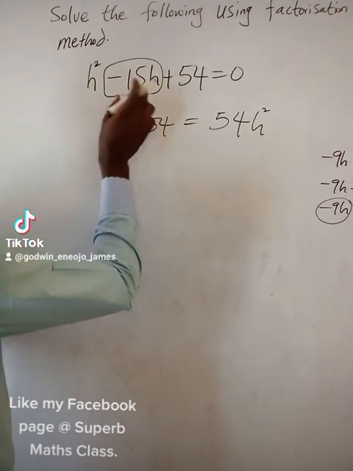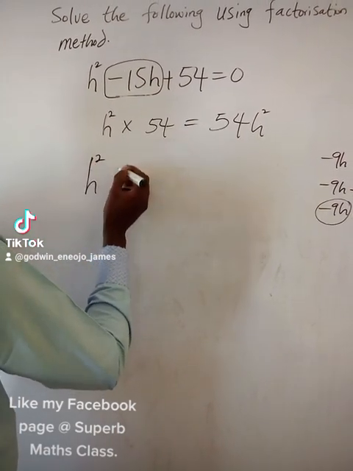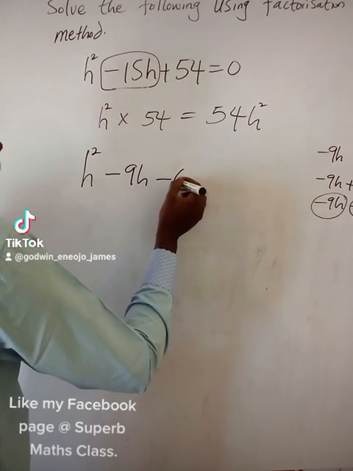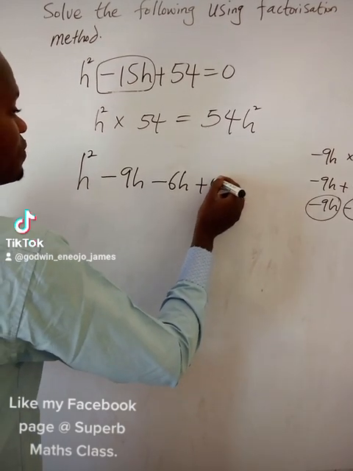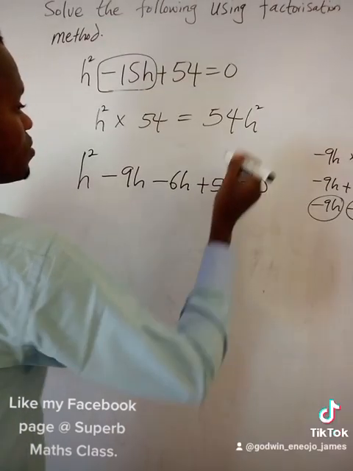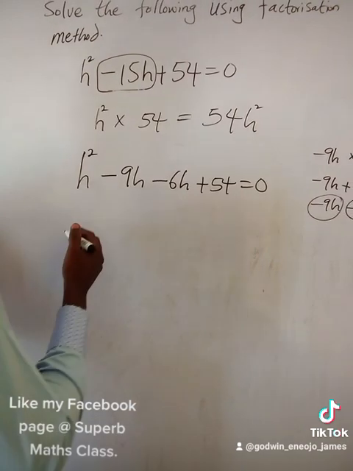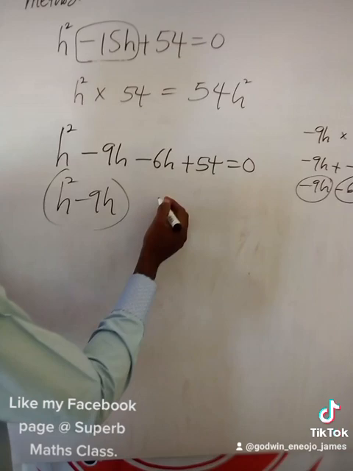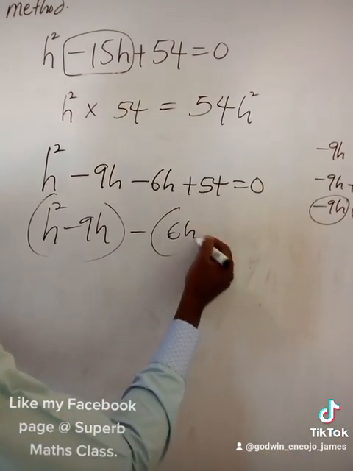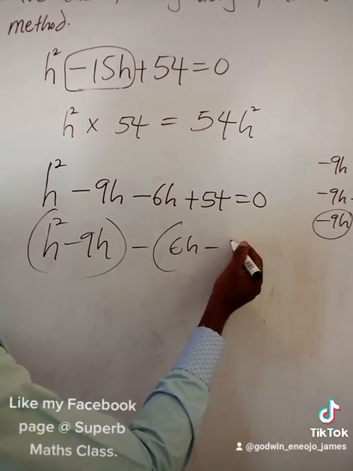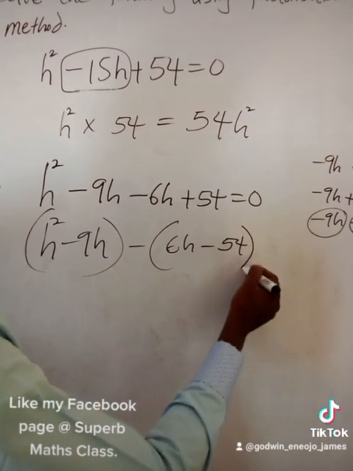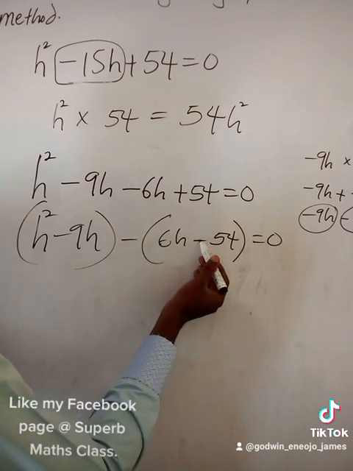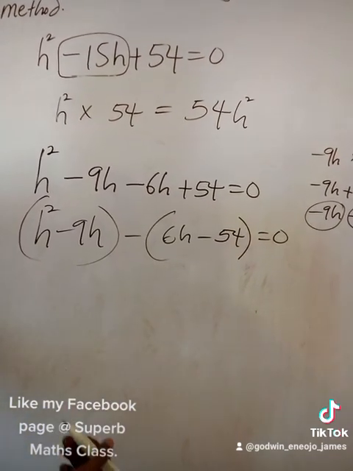So instead of having this in this equation, we can now have h squared minus 9h minus 6h plus 54 equals 0. And we can factorize this by grouping, where we shall now say h squared minus 9h is one group. The other group is minus 6h plus 54 equals 0. This has to change to plus here because minus times minus will return back our positive.